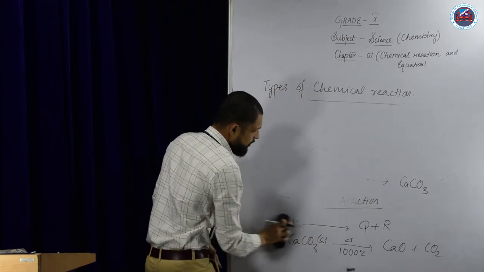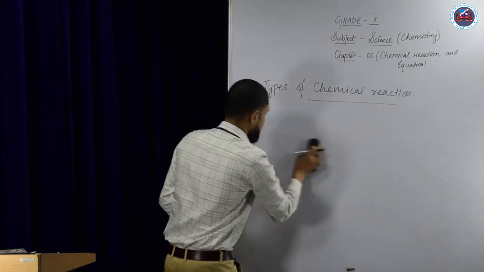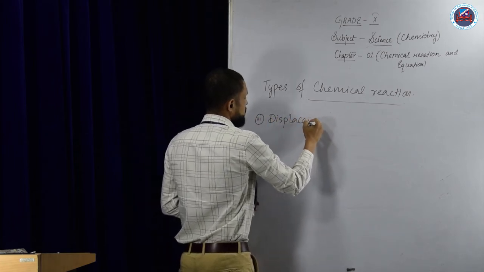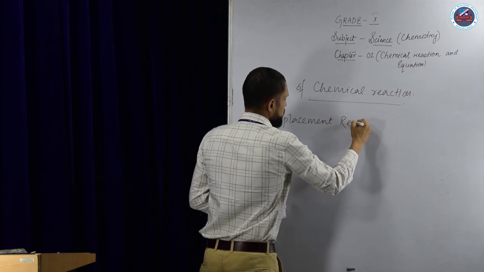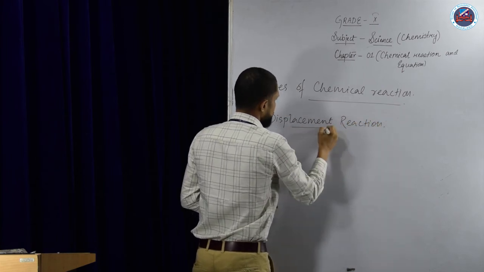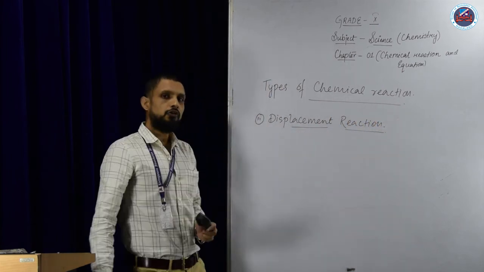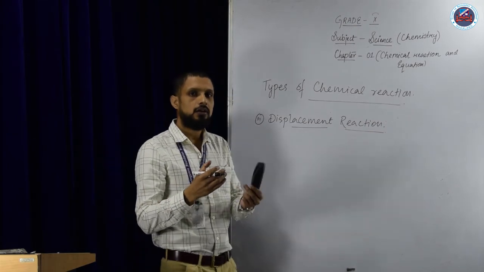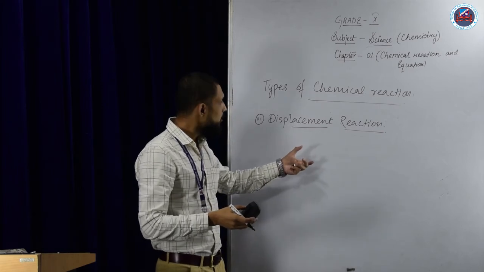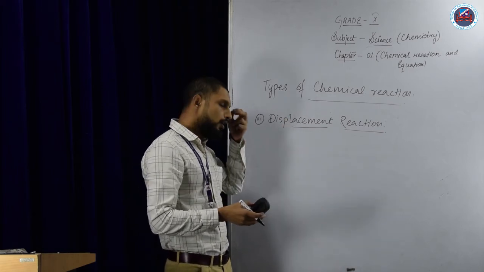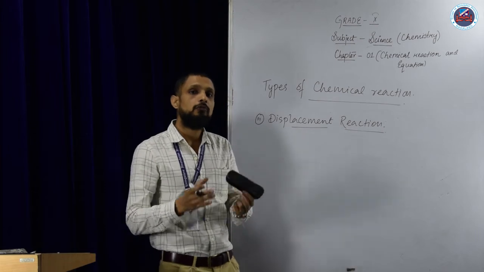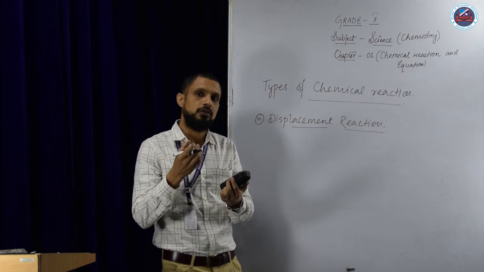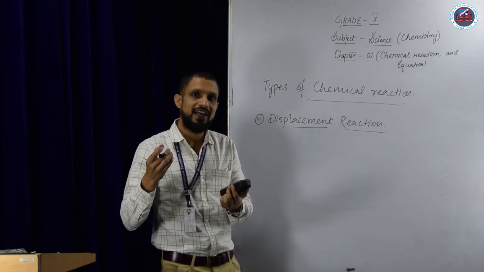Next, we'll be studying displacement reaction. In case of displacement reaction, a cation in a reactant is replaced by another cation. Now for this kind of reaction, we follow the activity series. We have this activity series where the metals are arranged according to their reactivity.